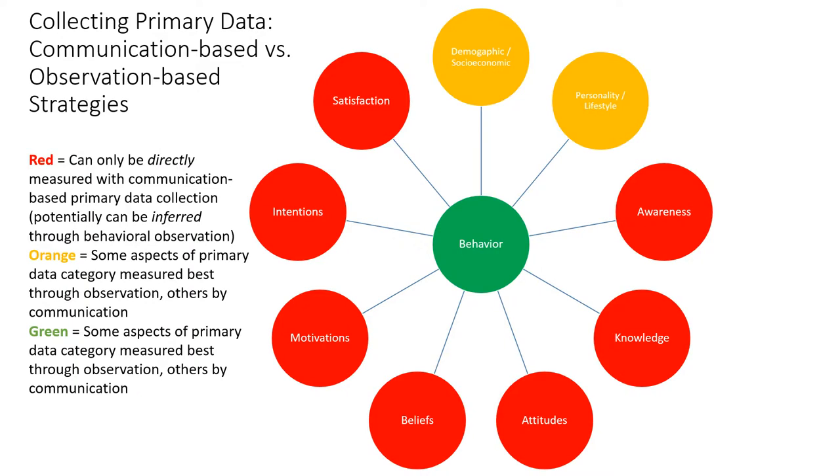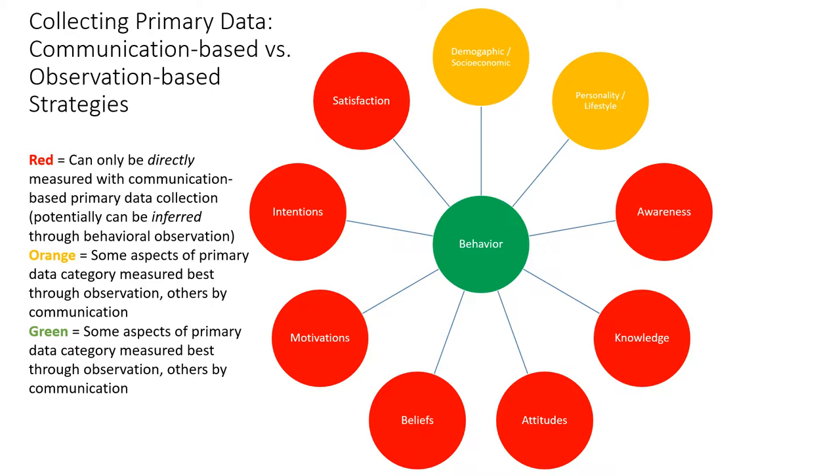As we're wrapping up our conversation about an introduction to collecting various types of primary data in marketing research, let's talk a little bit about the two broad-based strategies that we use to actually collect primary data, that is, communication-based and observation-based. Communication-based methods are any data collection method where some form of communication is required on the part of the respondent, the consumer, in giving that information.